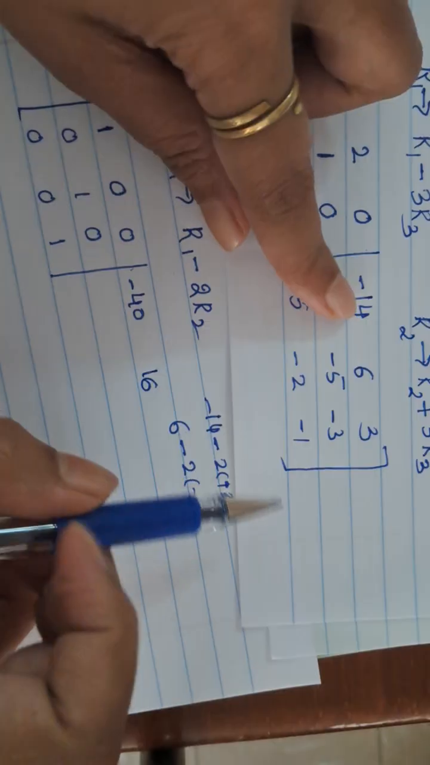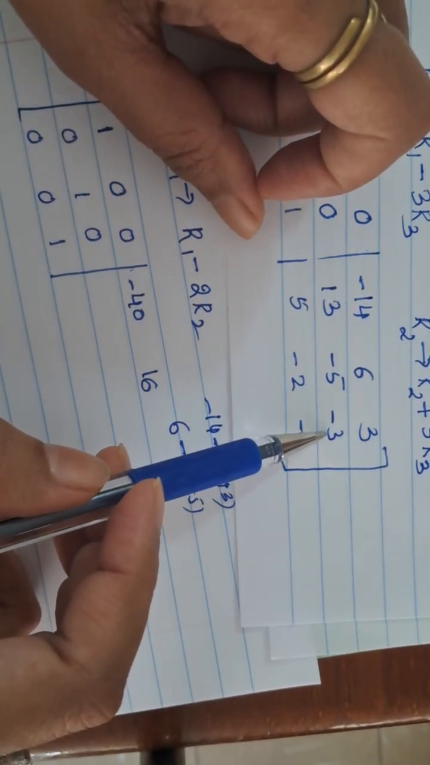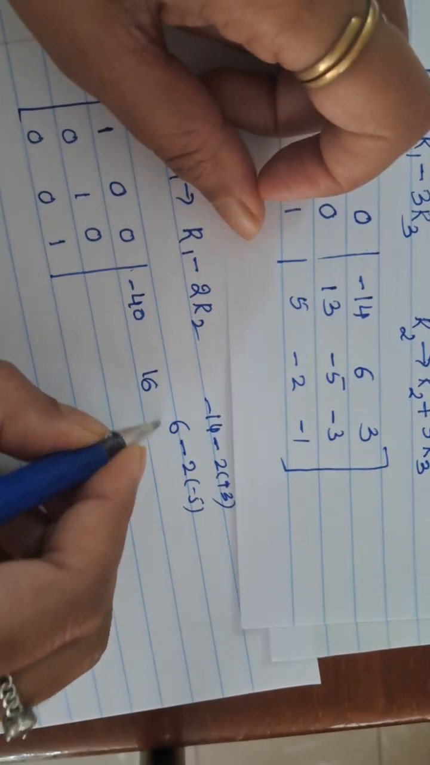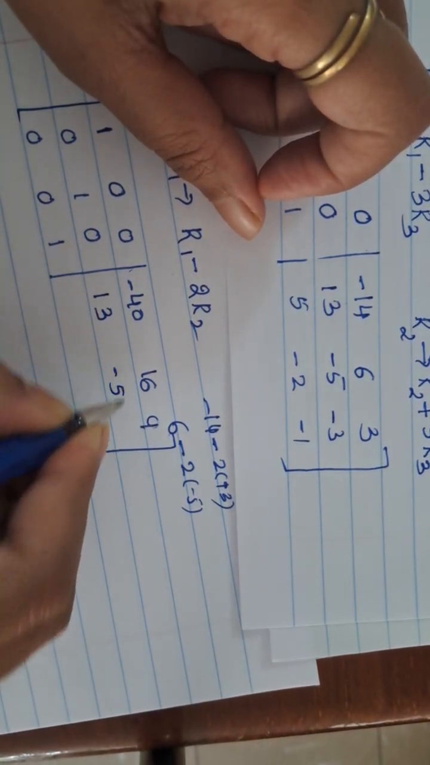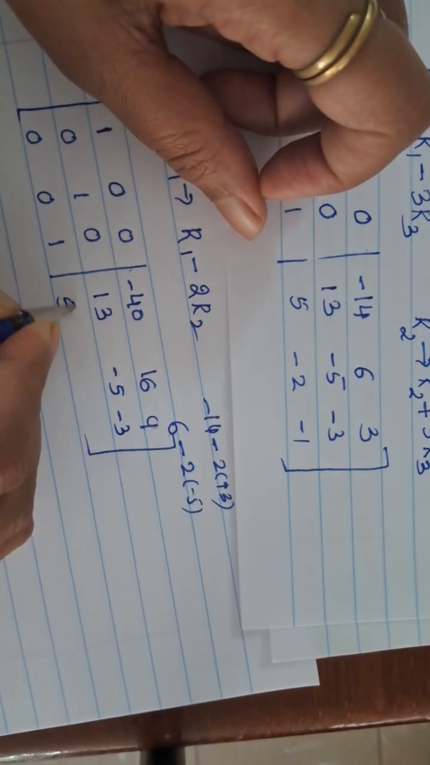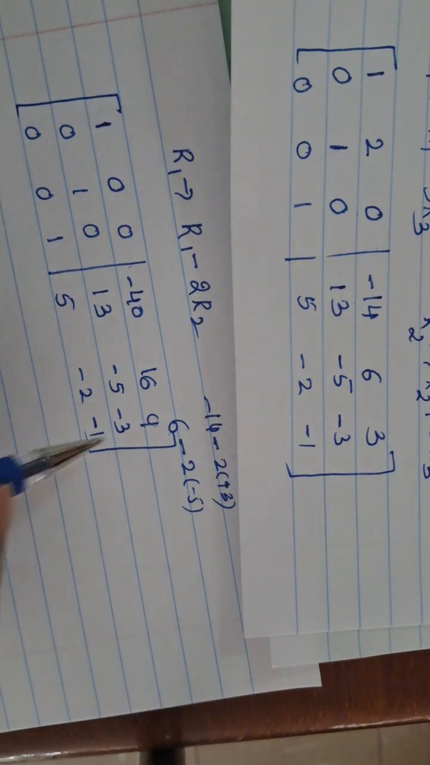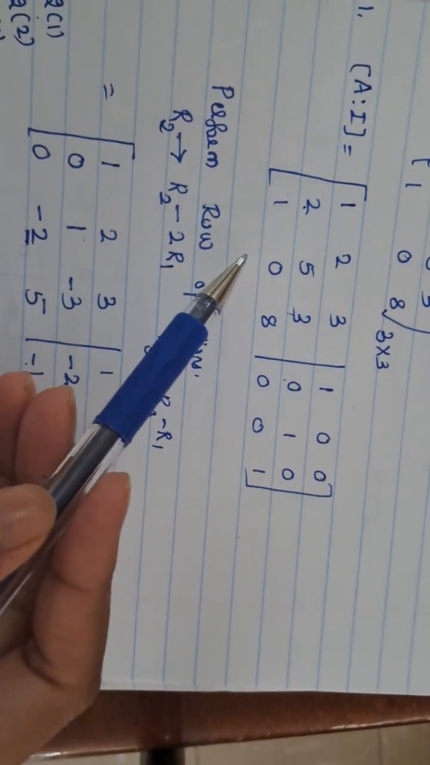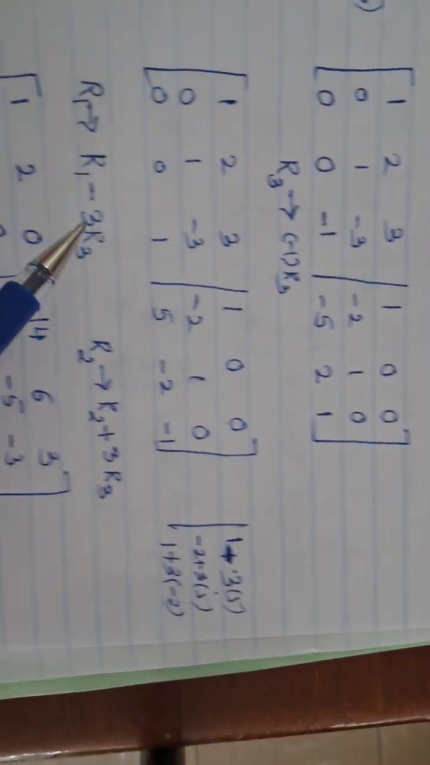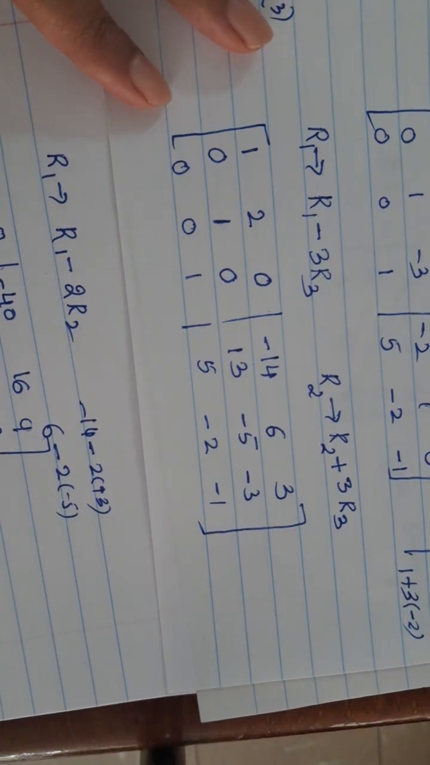And then you have 3 minus 2 times minus 3, it will be 6, so that will be equal to 9 here. All right, then the remaining have no changes, as I'm not doing any changes on R2 or R3. So this is the observation: after doing all the row operations, which we have done starting from here, your matrix A is now converted into the identity matrix.